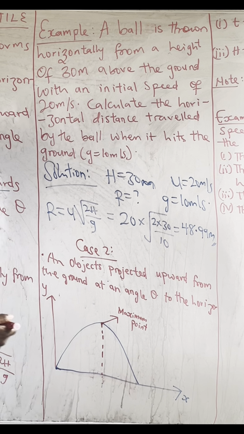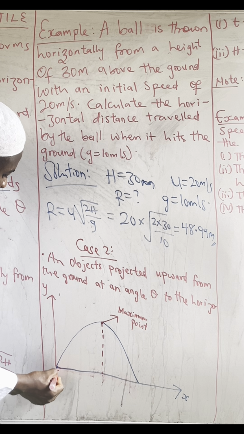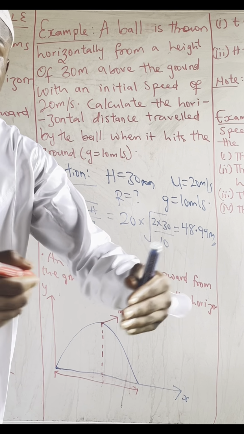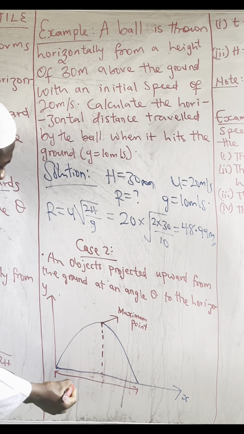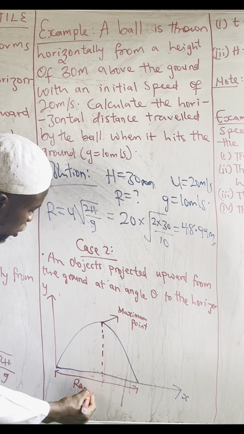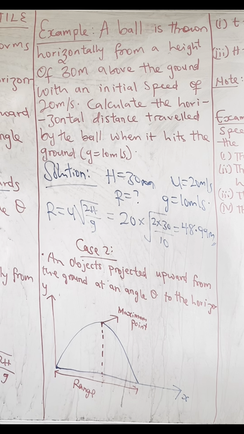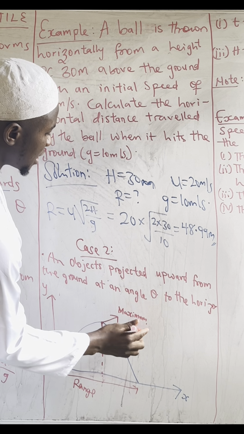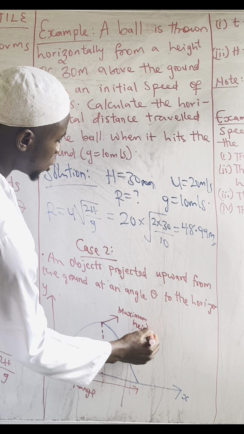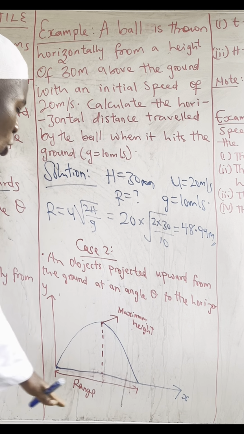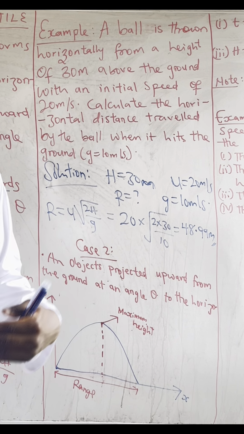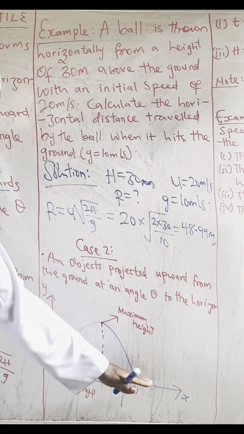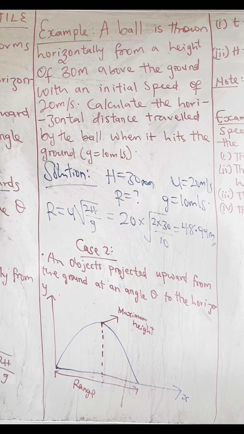So guys, the distance it took this object from this point to this point is what we refer to as the horizontal distance. And this horizontal distance is called the range. Can you differentiate between the maximum height and the horizontal distance now? Another name for the horizontal distance is the range. So horizontal distance is just talking about the distance from the beginning to the end. Do you get that? So guys, you also have to be very careful.